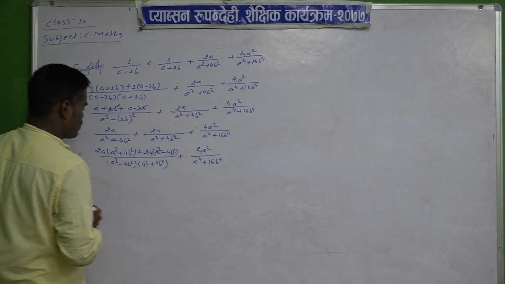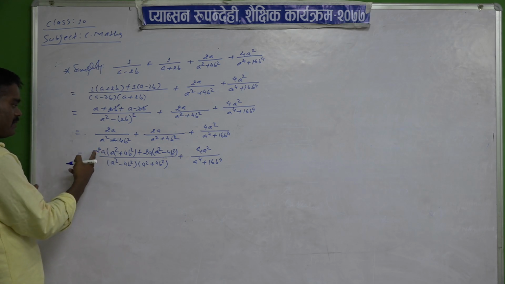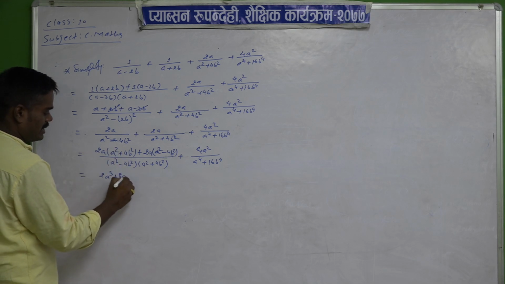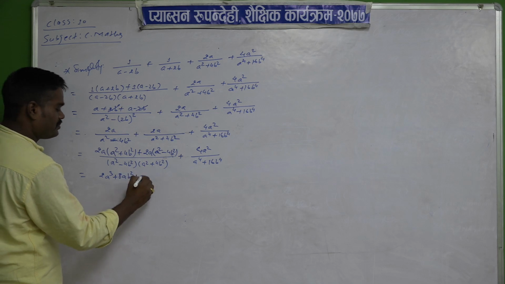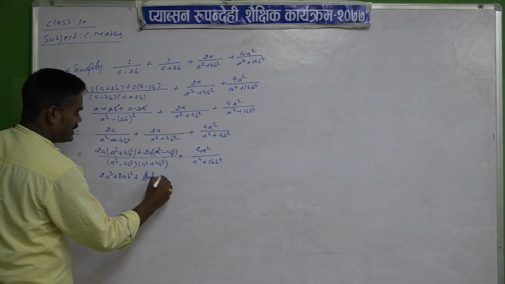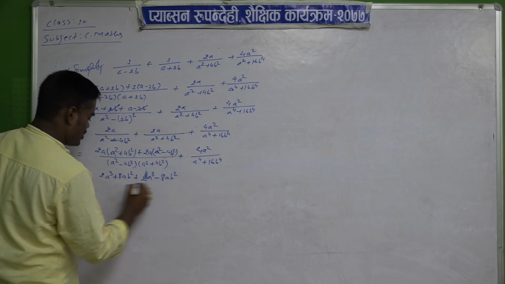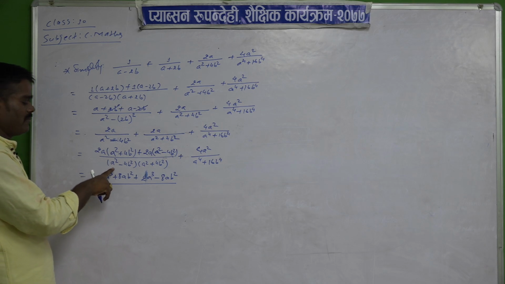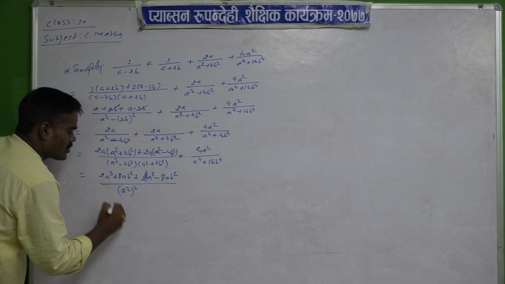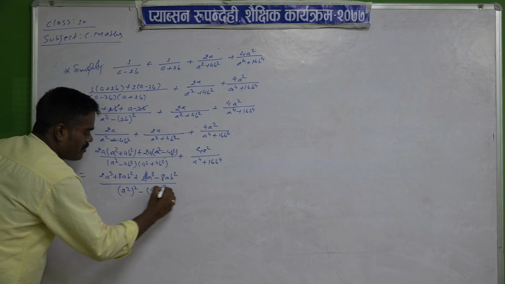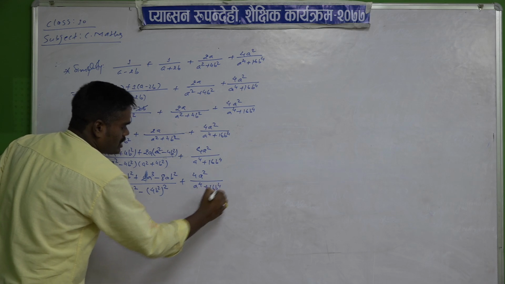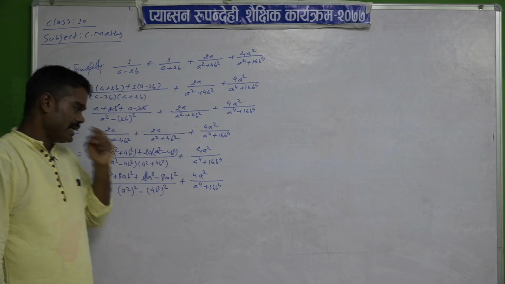Now multiply, open the bracket, plus into plus plus, 2 into a square means 2a cube plus 2 into 4, 8ab square, plus 2a cube minus 8ab square, whole upon, here also you can use the formula a square minus b square, (a minus b)(a plus b) means a square minus b square, plus 4a square upon a power 4 plus 16b power 4. Is there any confusion? I think no confusion.